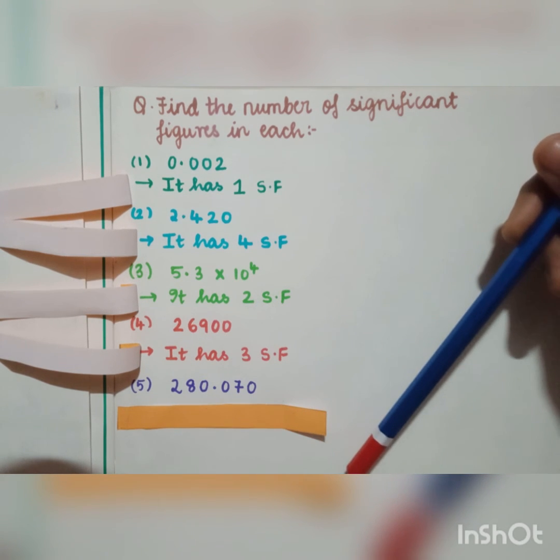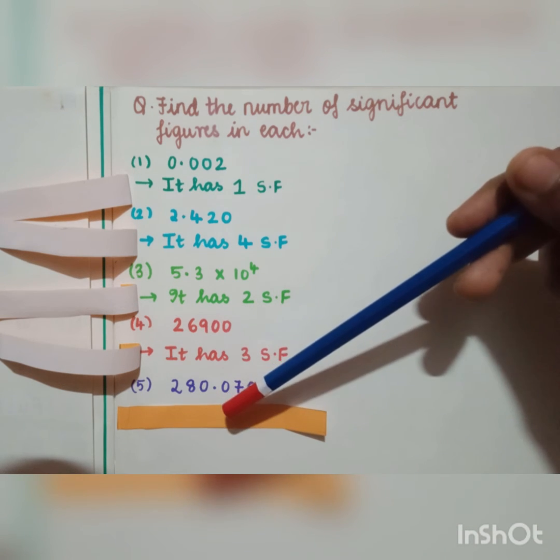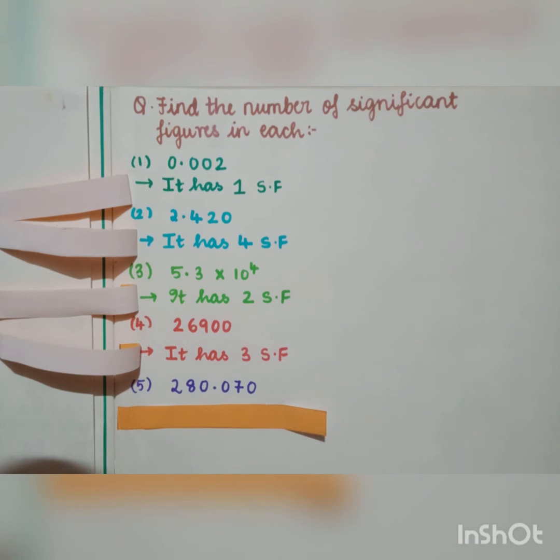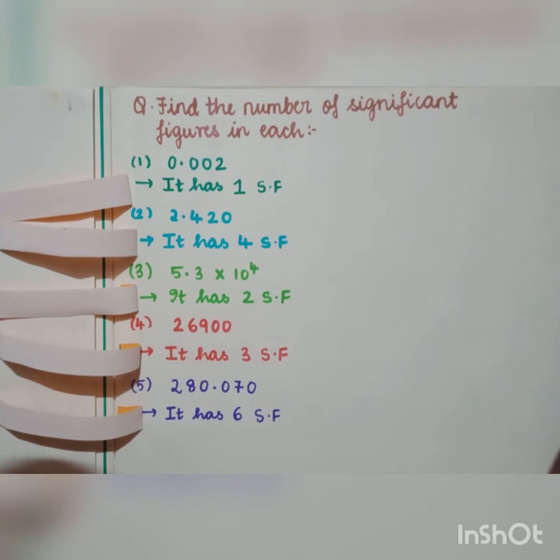Now moving to question number 5, our number is 280.070. You can again pause the video and think of your answer. Our answer is, it has 6 significant figures.